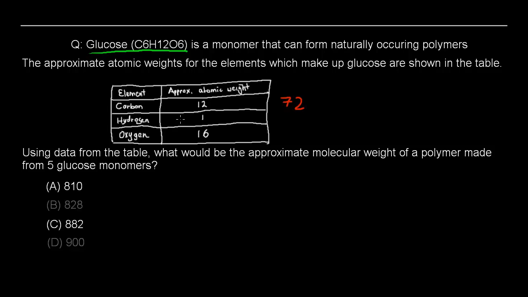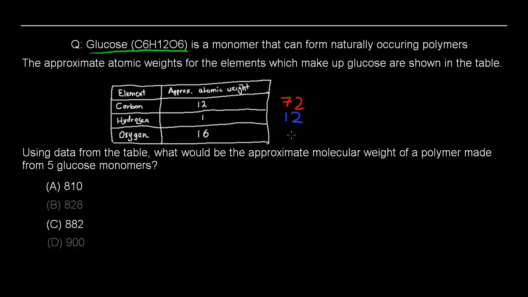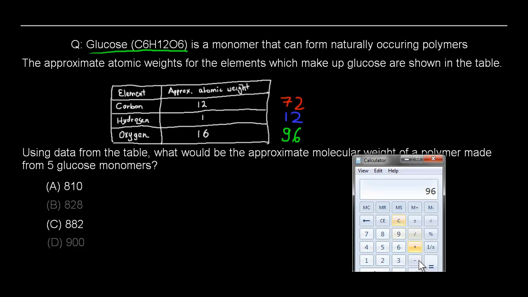I won't have to use the calculator for hydrogen because it's 1 times how many do you have in one glucose? We've got 12, so 1 times 12. It's 12 for hydrogens. And oxygen is 16. Again, we have 6 oxygens, so we have to do 6 times 16, and that gets us 96. And then what we do is we add all that together. So we do 96 plus 12 plus 72.